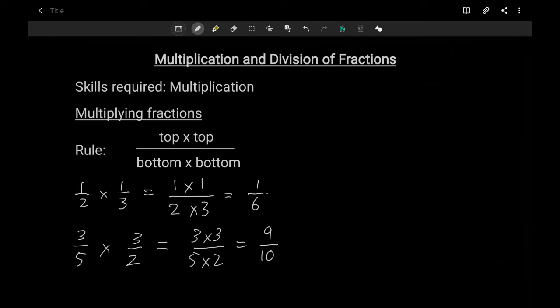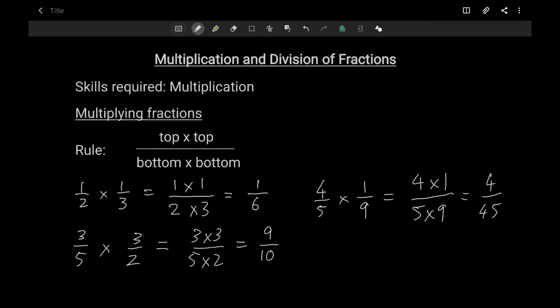I'd like you to have a go now. So give this a try. 4/5 multiplied by 1/9. Pause the video, take a look at the rule, and see how you go. How did you do? So what does the rule say? Top number times top number. So it'll be 4 times 1 over 5 times 9. So 4 times 1 we know is 4. 5 times 9 is 45.